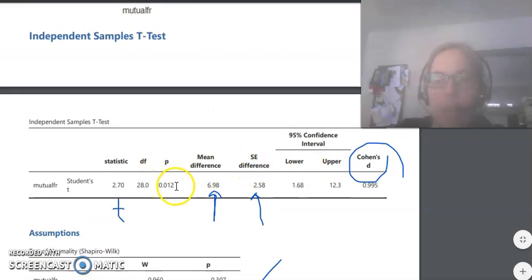This is a reject the null. It's reject the null because p is less than 0.05. This has a Cohen's d of 0.995, which is very, very large. So that was data set 2.